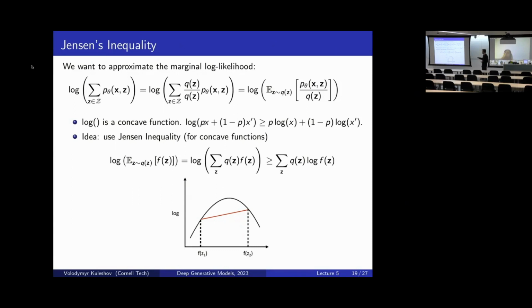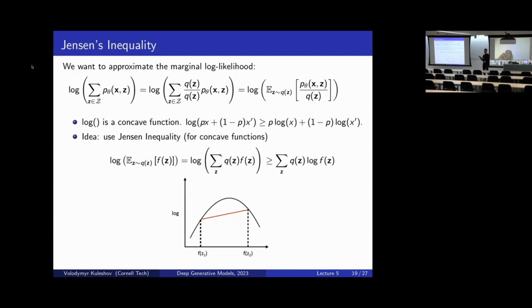So here this red line, that's the right-hand side of the inequality. That's what happens if you take log of f of z1 and you average it with log of f of z2. So the interpolation of the logs will be on the red line, but the log of the interpolation is going to be always above it. So this is why this inequality holds. Okay, so this is Jensen's inequality.